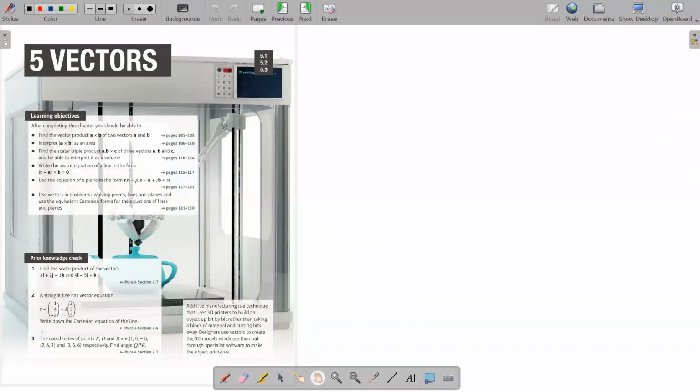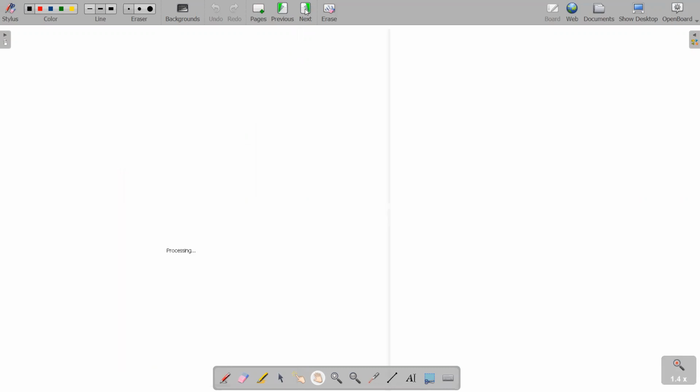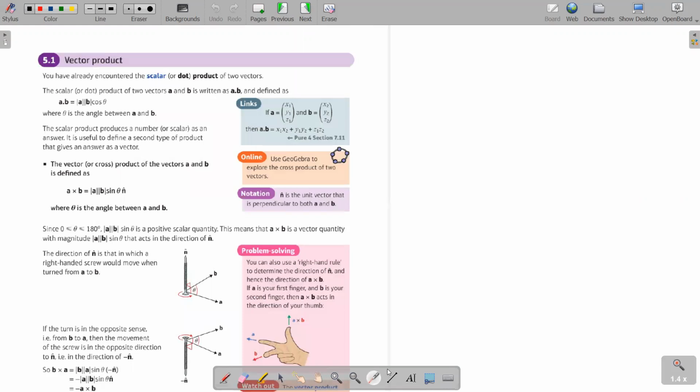Okay, so hi everyone. Today we are going to learn how to work with vectors. This is in your X3 book, the chapter on vectors. Shall we start with the first part? We are going to learn first about the vector product.